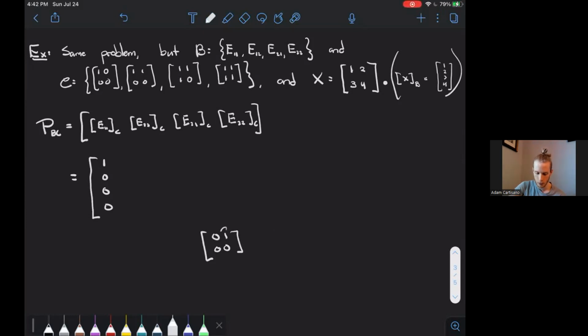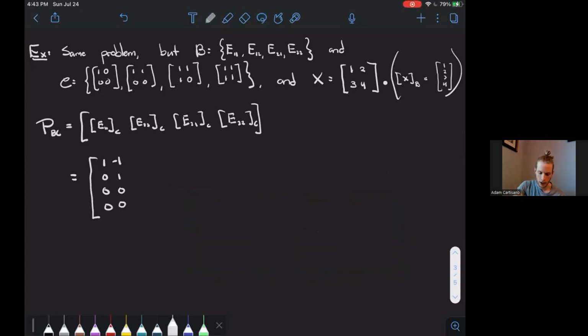And notice, if you want to get a 1 in this position, you can do 1, 1, 0, 0, and then get rid of the first entry. So this is 1 times the second one and -1 times the first one. And 0 times the other ones, of course.